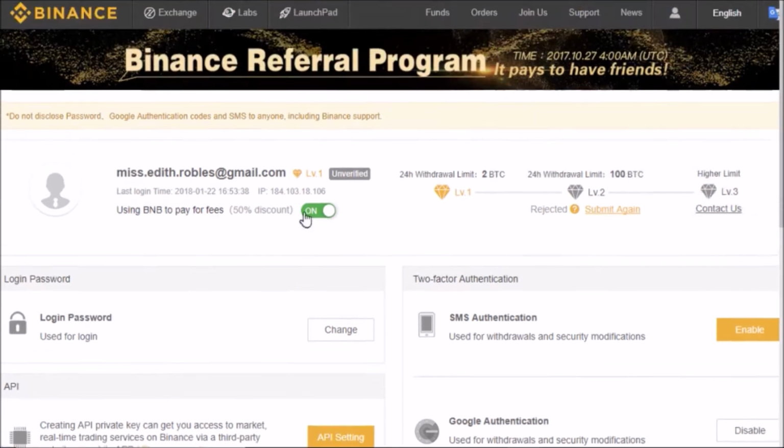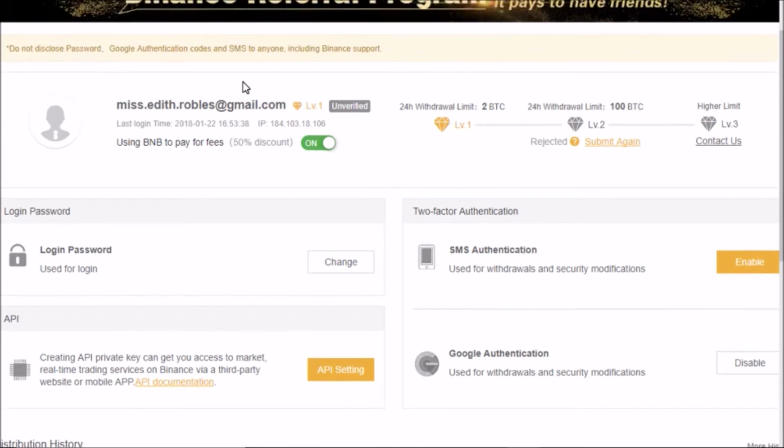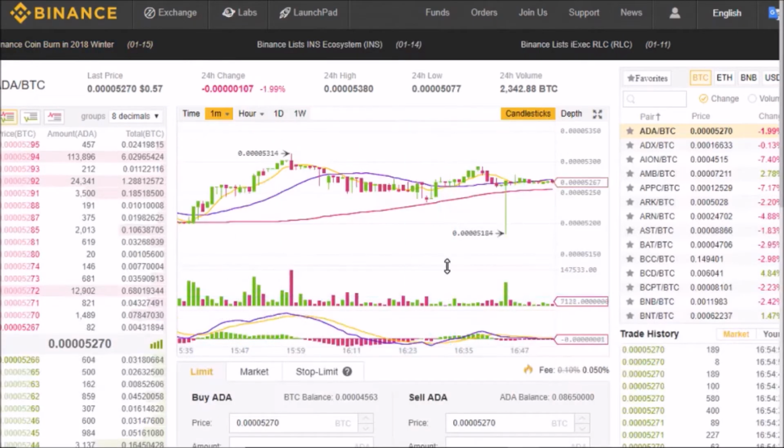So this is what the platform looks like. Once you sign in, I'm unverified, meaning I'm not a level 2, I'm a level 1. And when you use the exchange, if you use their coin, Binance coin, you get a 50% discount. Every transaction that you do has a fee, and we'll go over those fees in just a moment. Once you're in, you're going to go to the exchange platform, hit exchange, and hit basic. So this is what the platform looks like.